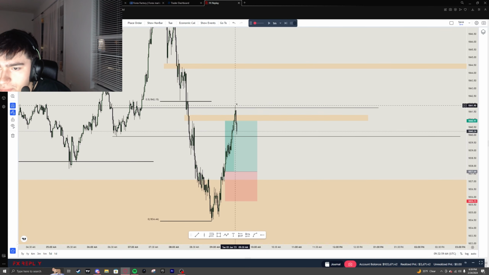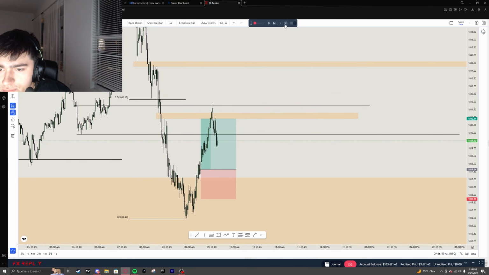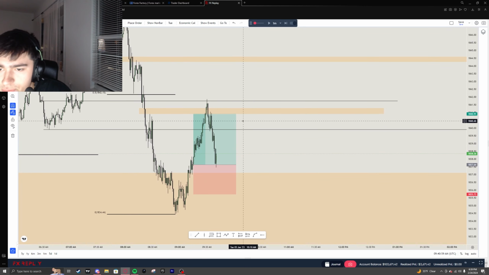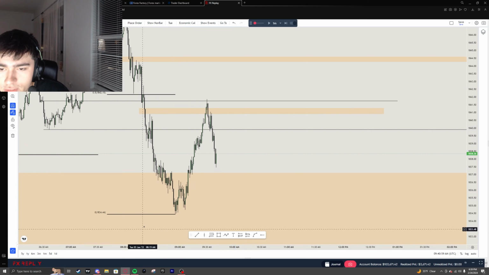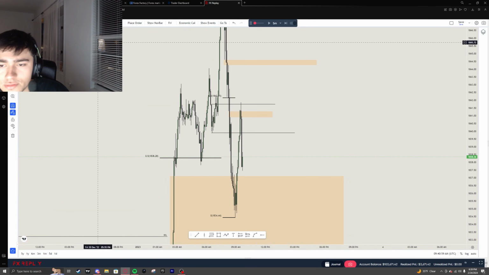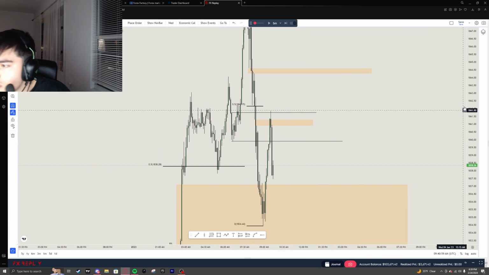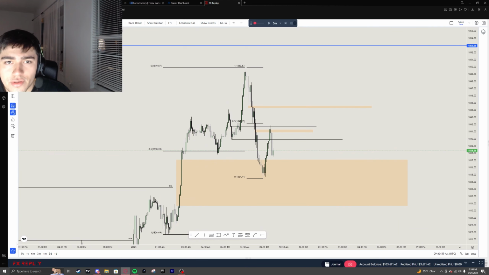Yeah, we touched the top of this breaker. Let's see what happens. Oh, we actually get a reaction lower. So that was actually perfect. That's actually good. All right. That's fine there. That makes sense. Cool. Perfect.